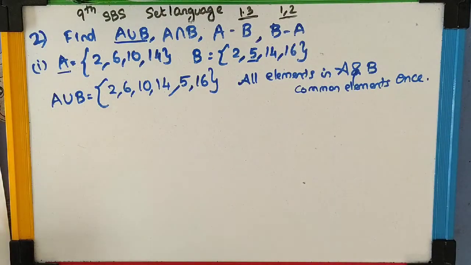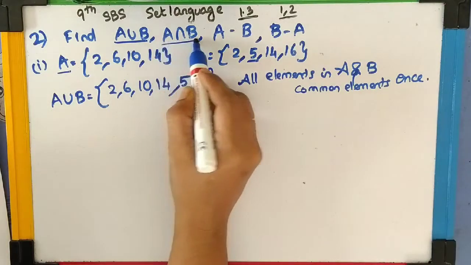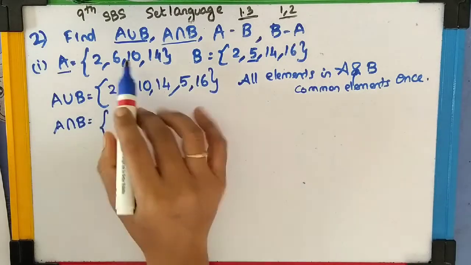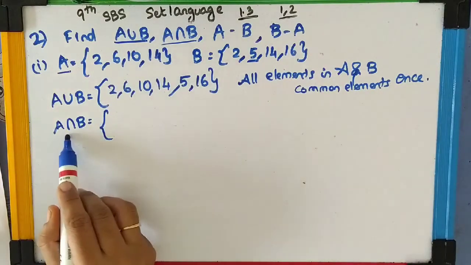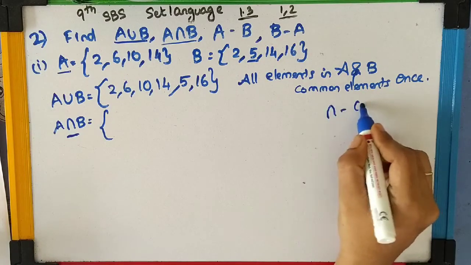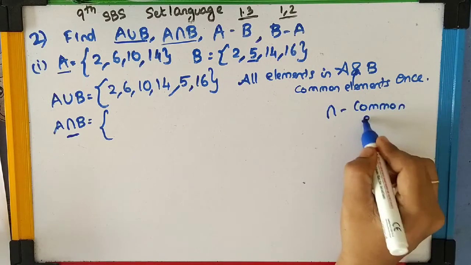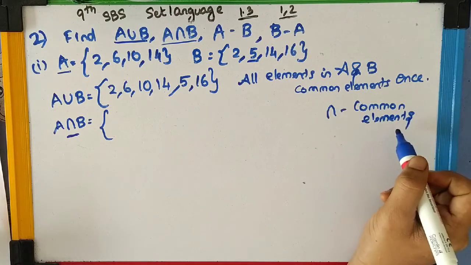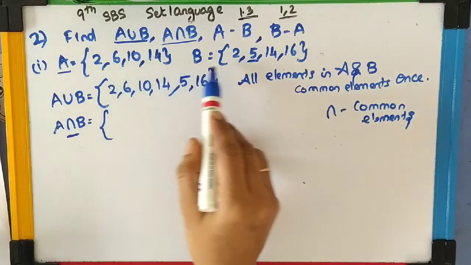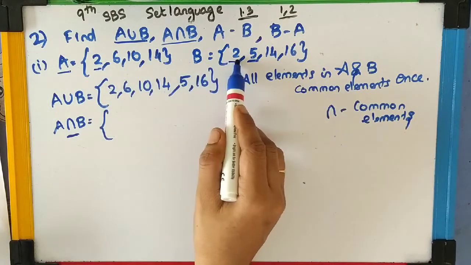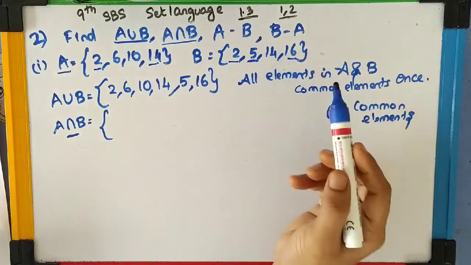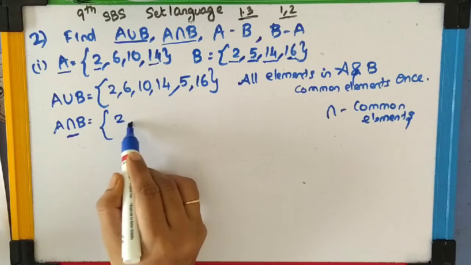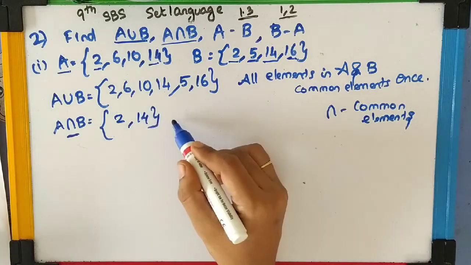Now let's go to the A intersection B part. Okay. What is A intersection B? A intersection B is nothing but we have to find only the common elements in both the sets. Okay. Because the word intersection means only common elements. Okay. Now what is the common elements between these two sets? It is 2 and 14. Right. So A intersection B is 2 and 14. Okay. Now there are two elements in A intersection B.